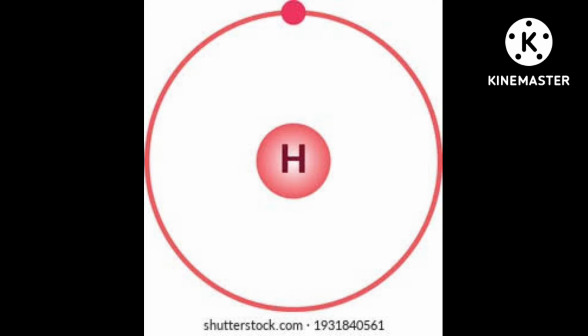Here you have to understand, I told you nu bar is equal to 109,677 in bracket 1/n1² minus 1/n2². Then n1 may be 1, maybe 2, maybe 3, like that. But n2 depends upon n1. Means n2 is equal to n1 plus 1, or n2 may be n1 plus 2, again n1 plus 3, like that. The value 109,677 per centimeter is called the Rydberg constant for hydrogen.